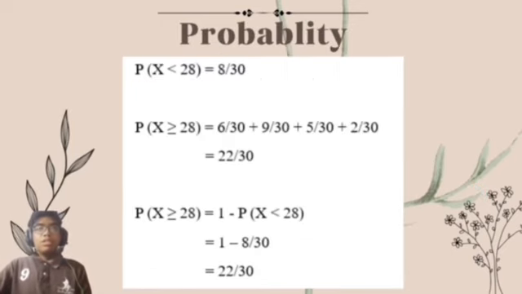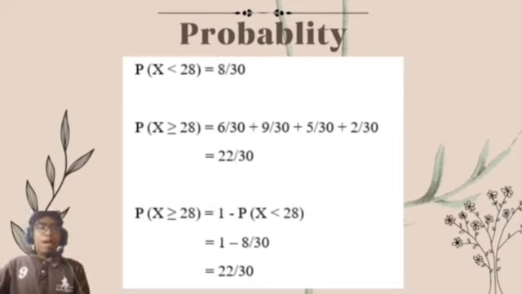Now we will move to the probability. There are three cases in our data. First of all is the probability that x is lower than 28. We get the answer by looking at the frequency. The frequency that x is lower than 28 is the age range 18 until 27, so the frequency of it is 8 over 30. So let's move to the next case.